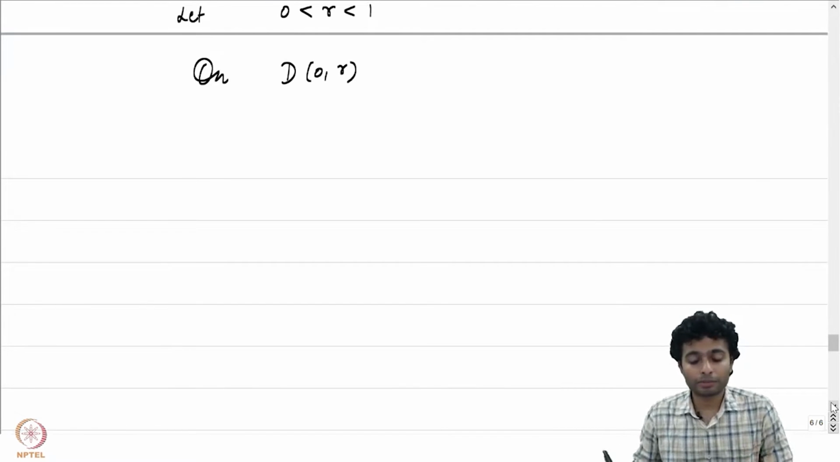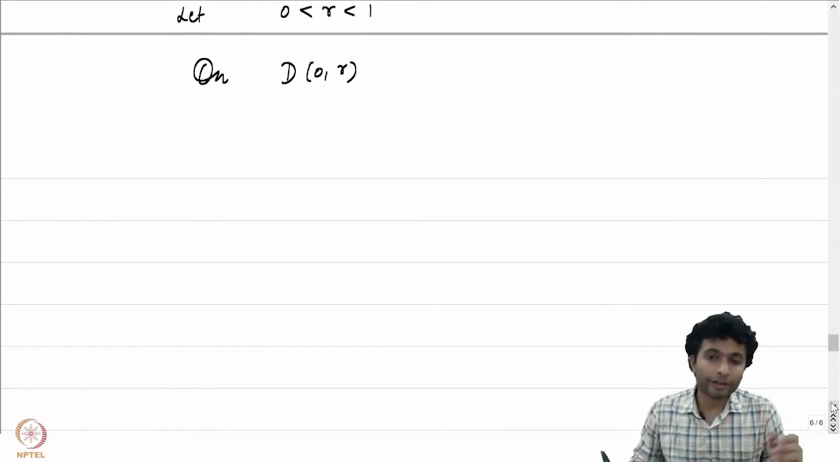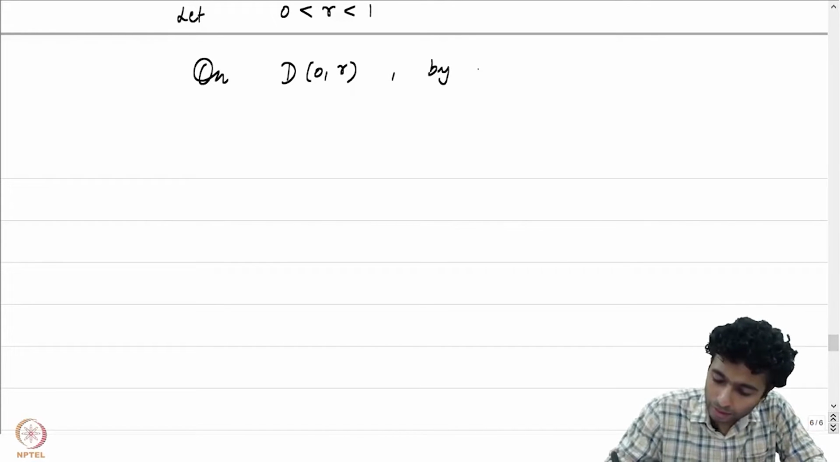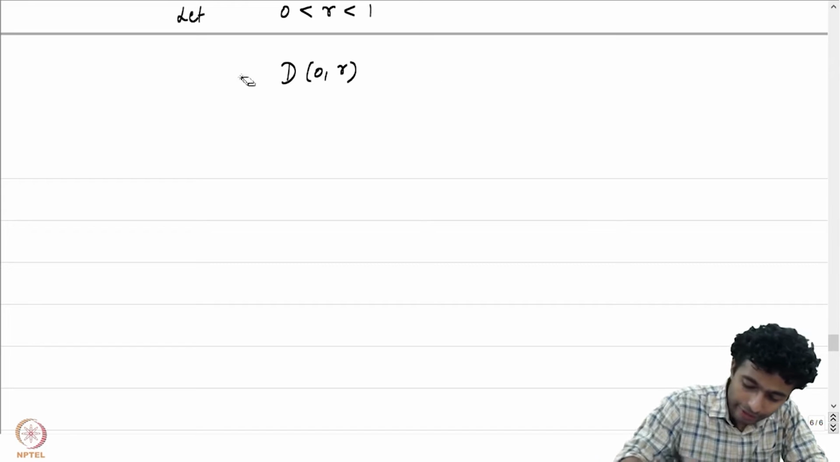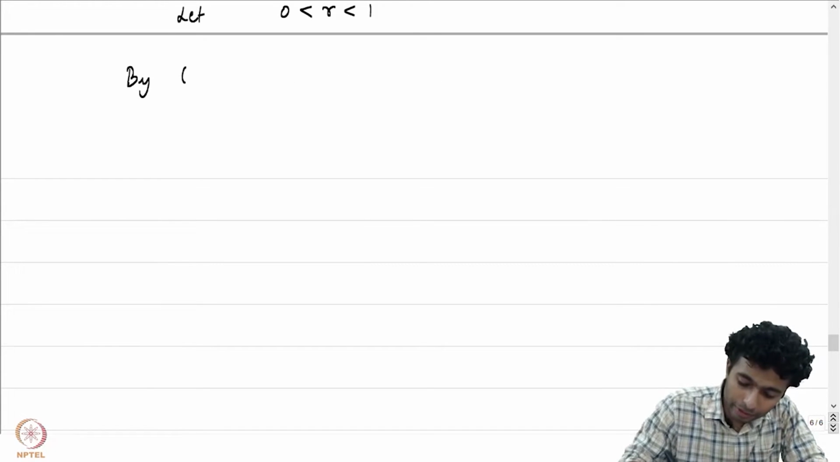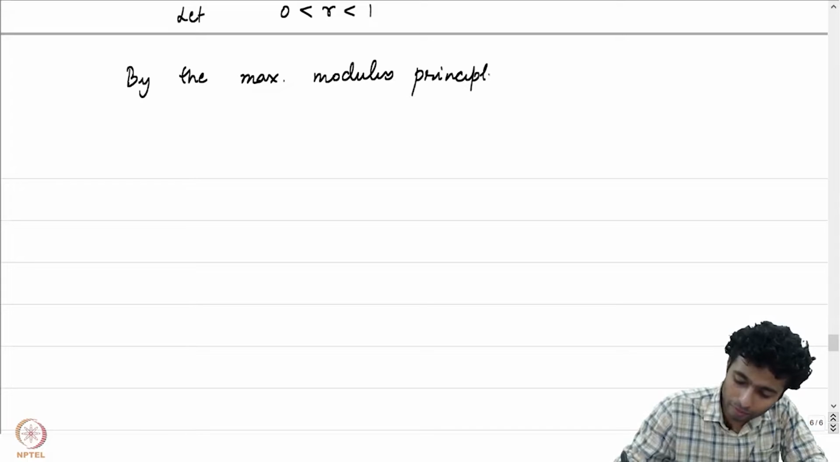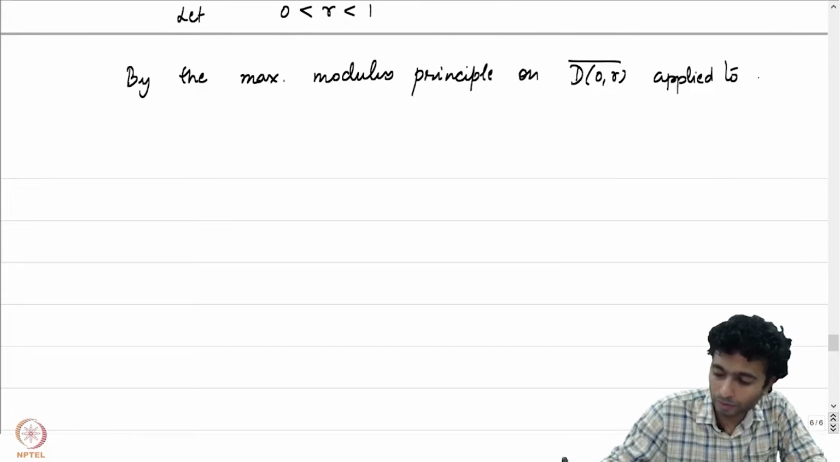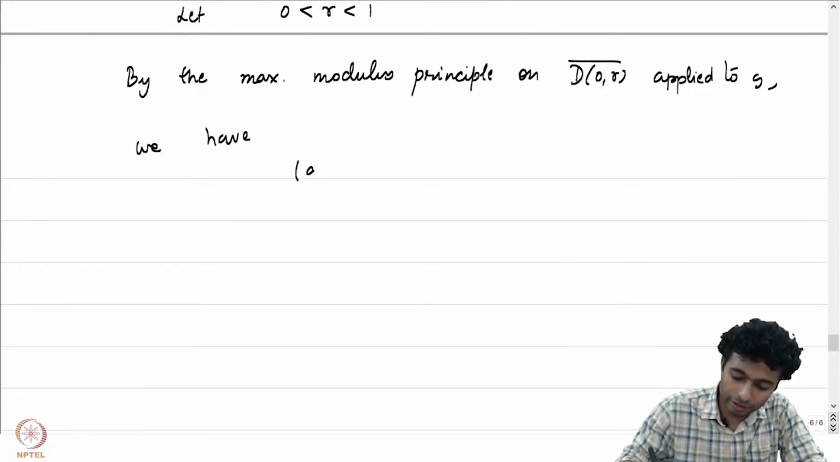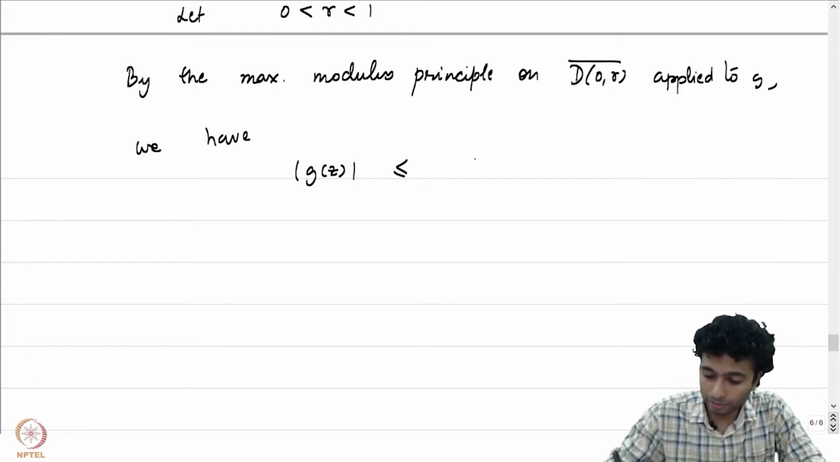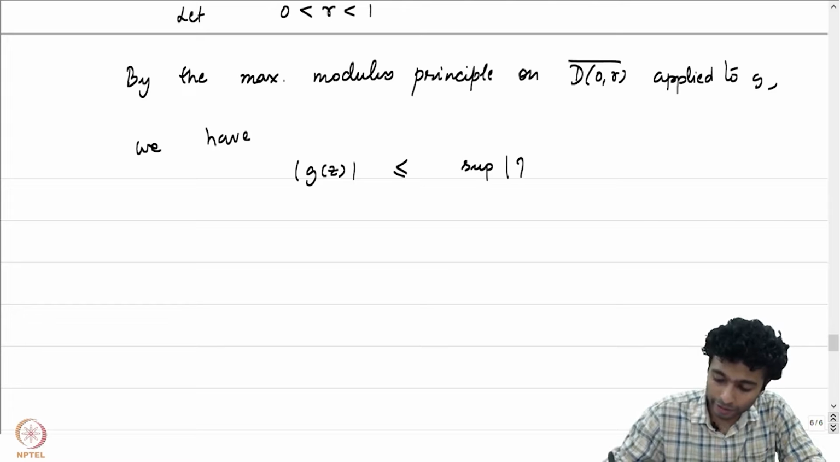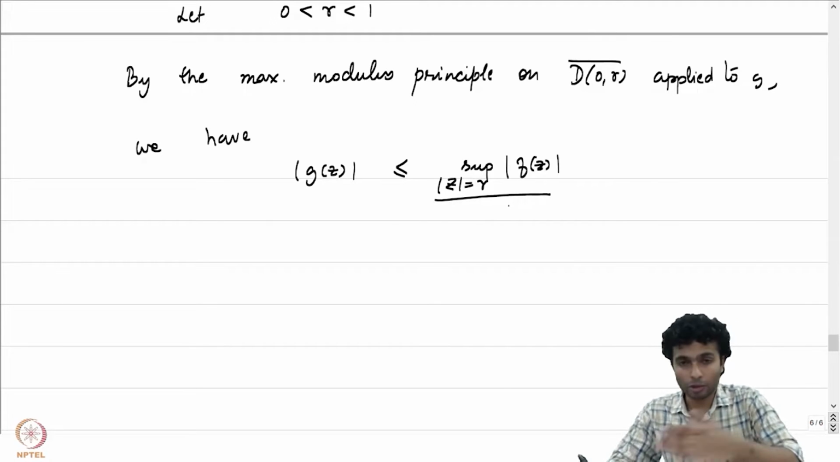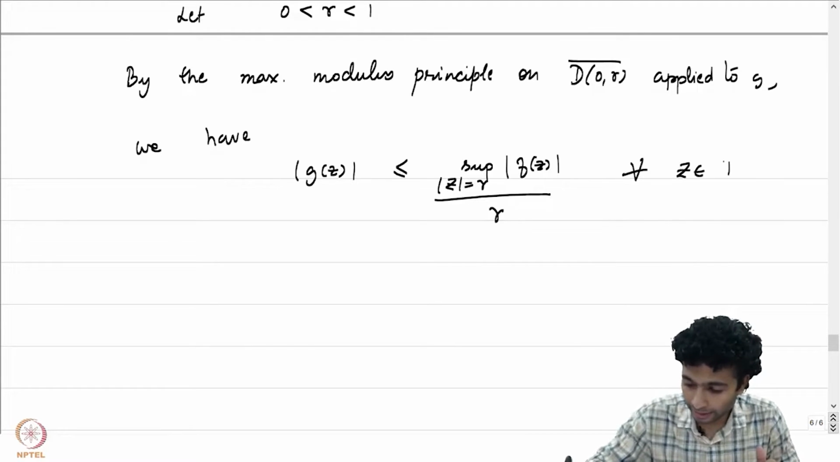And by applying the maximum modulus principle on the function g, which is now defined on the unit disk, by the maximum modulus principle on the closed disk D(0,r) bar applied to g, we have the absolute value of g(z) is less than or equal to the supremum of the absolute value of f(z) for |z| = r, divided by |z|, which is equal to r. This is true for all z in D(0,r).